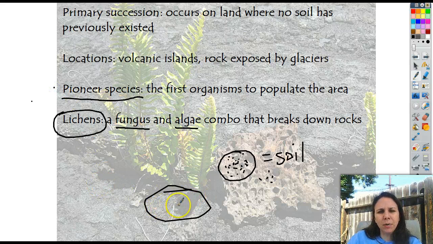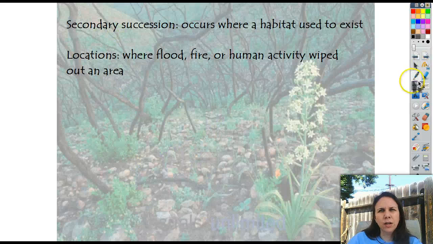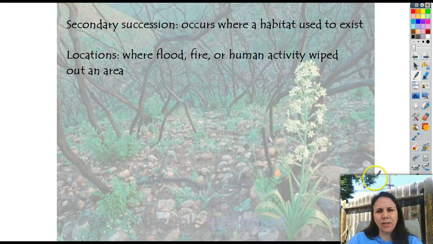But I'm not going to get a big old redwood tree growing out of this. I've got to start small. So the pioneer species are usually the small, teeny tiny guys. They're little grasses, little bitty weeds and things like that.